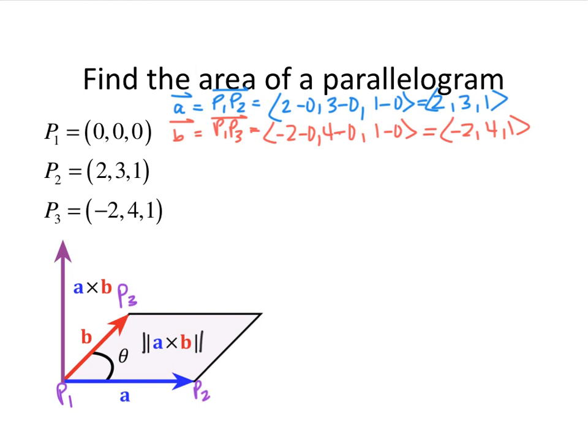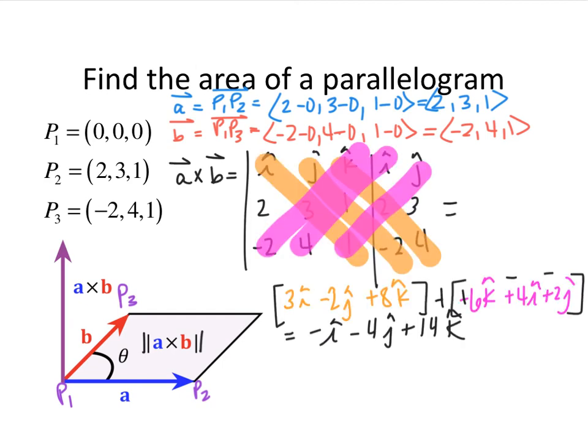So go ahead and pause the video and find the cross product A cross B. So I set up the cross product with vectors A and B, with A being in the second row because it's the first vector listed. So you do A cross B and you end up with negative i hat minus 4j hat plus 14k hat. So that's this vector that's coming out perpendicular to both A and B. So to find the area, you need to find the magnitude of that. So go ahead and pause the video and find the magnitude of this new vector.